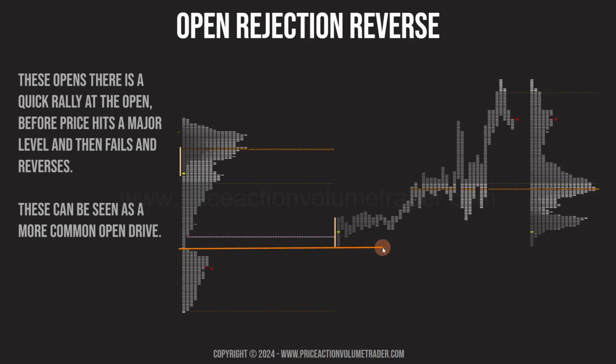We came here and tested the edge of this high volume node, and then failed to accept inside, but instead we rejected, and then we just started consolidating and ended up going on the upside here.